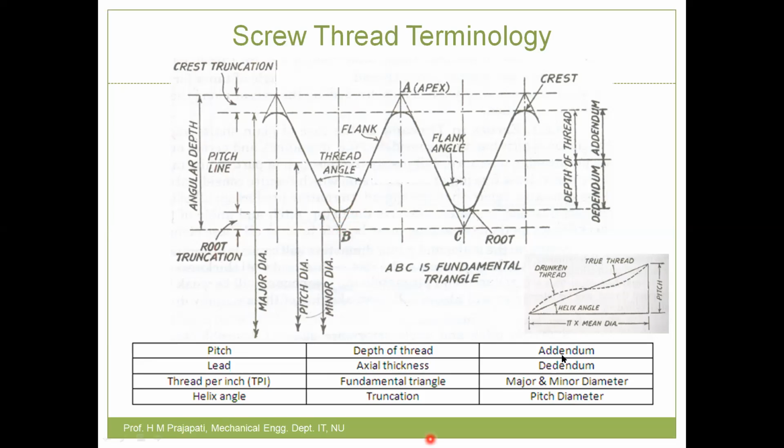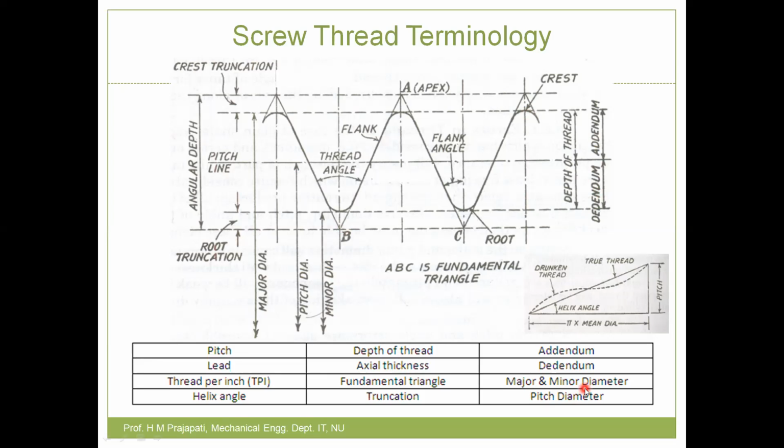Now next term is addendum. What is addendum? If you look here, the radial distance from the pitch line to the crest is called the addendum. And the radial distance from the pitch line to the root is called the dedendum. So addendum and dedendum. Now next is major and minor diameter.